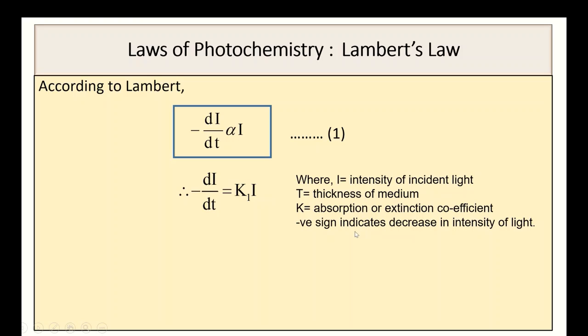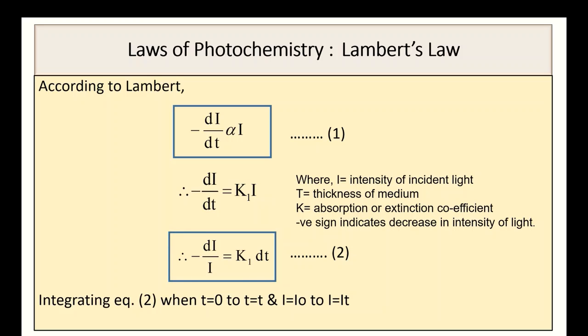Here the negative sign, as we have discussed, indicates the decrease in the intensity of light. When we pass the radiation, as it gets absorbed by the colored solution, the intensity of the radiation coming out will be less. So it decreases with the thickness of the medium as some of the light gets absorbed. Taking similar terms on one side, we get minus dI by I equals k1 times dt. Now integrating equation 2 within the limits, that is, from thickness 0 to thickness t.